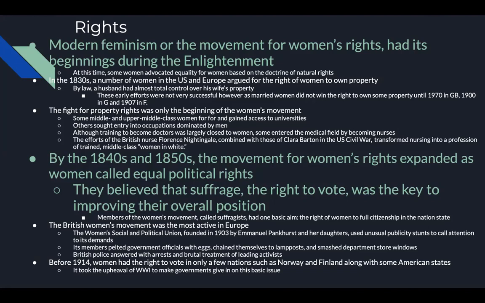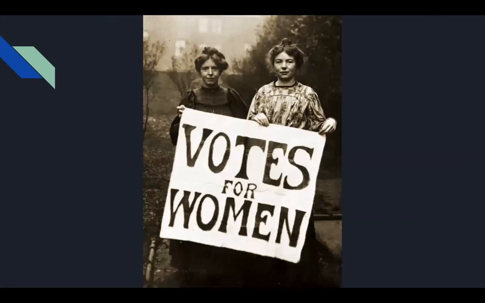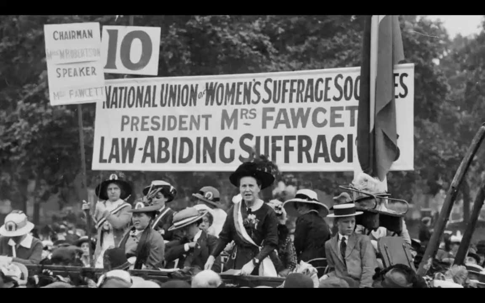Before 1914, women had the right to vote in only a few nations, such as Norway and Finland, along with some American states. It took the upheaval of World War I to make governments give in to this basic issue. Votes for women, National Union of Women's Suffrage Societies.